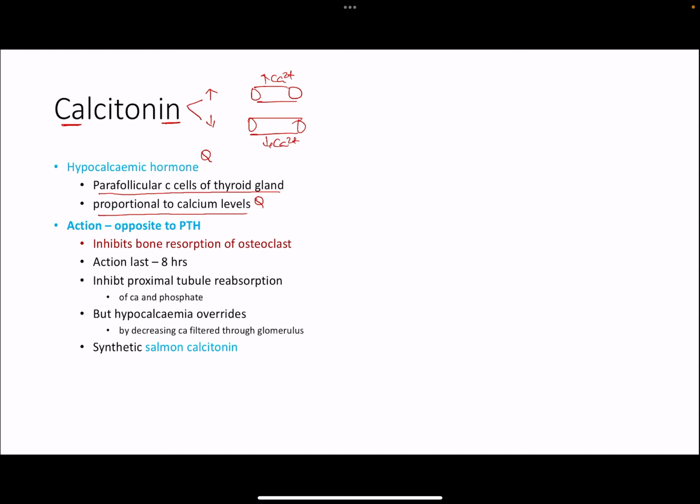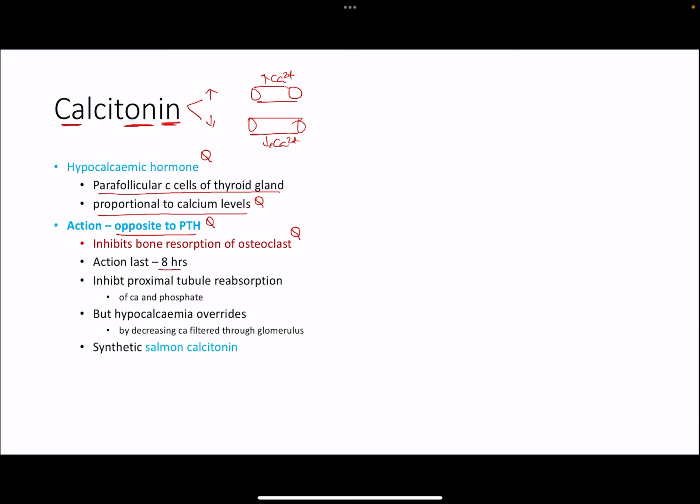Calcitonin has an opposite, or negative, action to that of the parathyroid hormone. So you can remember it as having an inhibitory, negative effect on the parathyroid hormone. Parathyroid hormone increases the calcium levels, whereas calcitonin inhibits the bone resorption by the osteoclasts, thereby decreasing the calcium levels in the blood. So calcitonin has the opposite effect to that of the parathyroid hormone. Very important. They act by inhibiting the bone resorption by the osteoclasts.